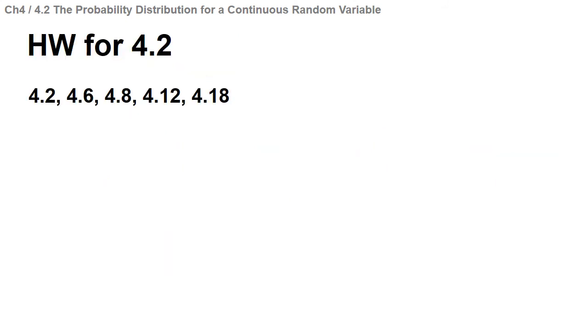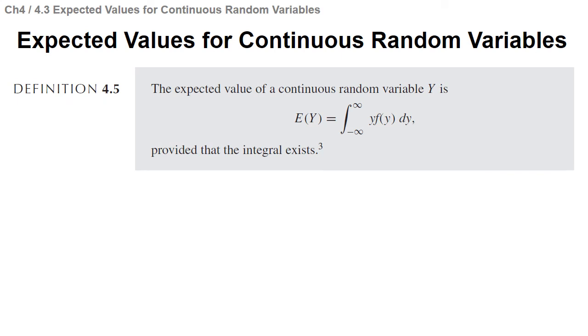And here are homework problems for chapter 4.2. Now let's move on to expected values for the continuous random variable case. Let's look at the definition first. Definition 4.5 tells about the expected value of y when y is a continuous random variable. The expected value of y is the integration from minus infinity to infinity of y times f(y) dy, and actually this is the similar extension from discrete probability. For the discrete case, the expected value was the sum of y p(y). Yes, we can see the similarity.